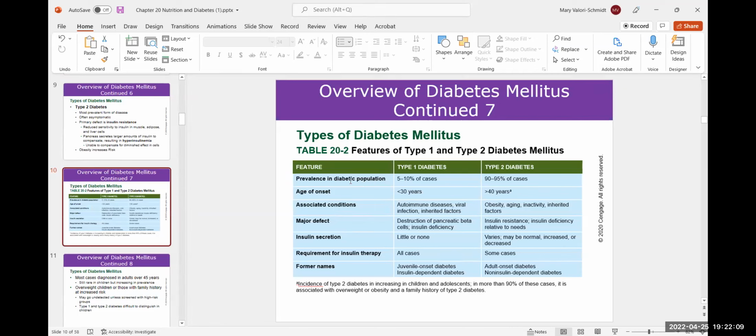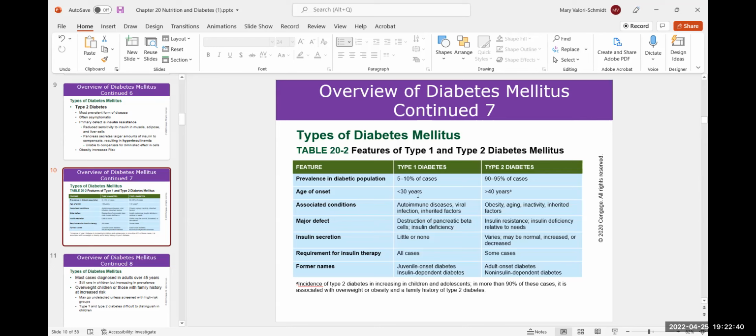The prevalence in diabetic population of type 1, very low, 5 to 10%. That's about right. Type 2 diabetes, 90 to 95% of people with diabetes have type 2. In other words, it's preventable. They didn't have to get it. And I'll tell you this fun fact. Children now, ages 10, 11, 12, are being diagnosed with type 2 diabetes, which never happened, ever, because they are leading sedentary lifestyles and they're overweight.